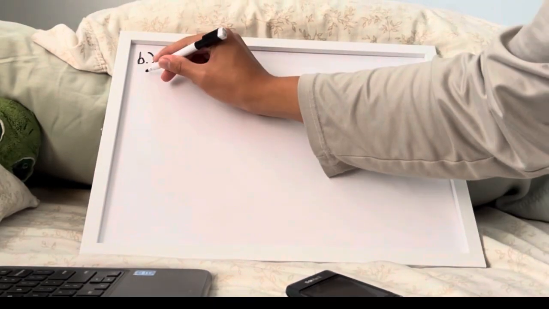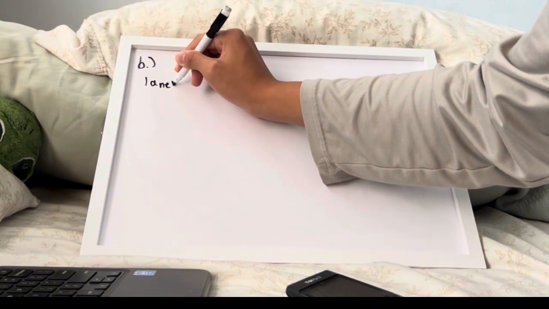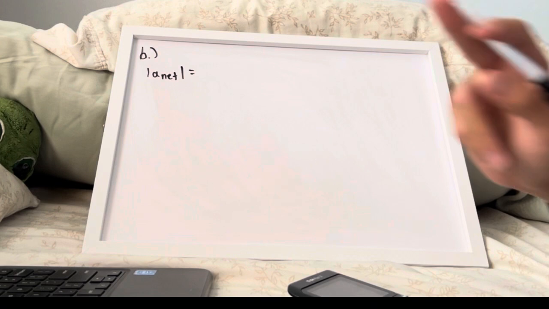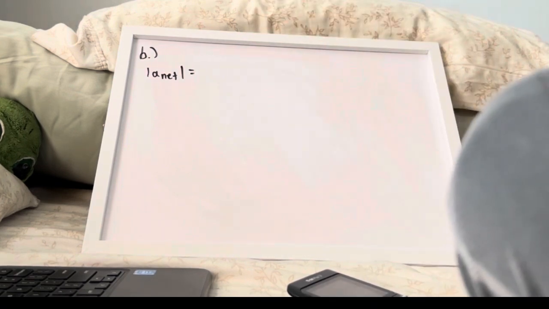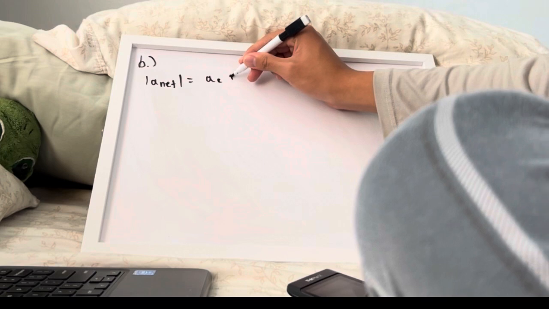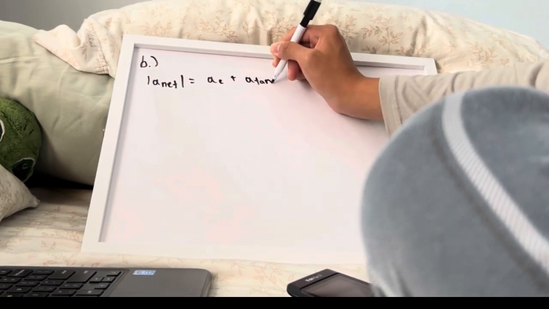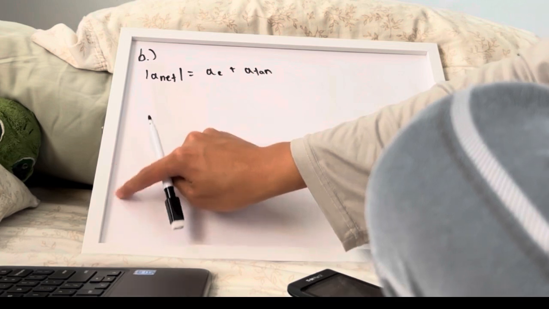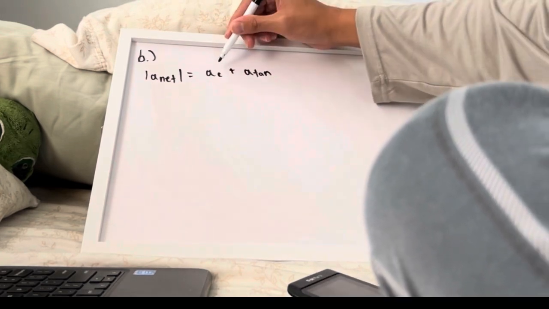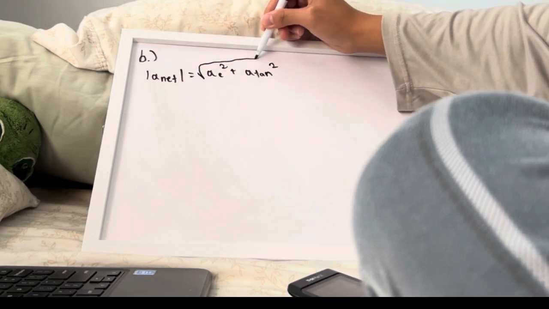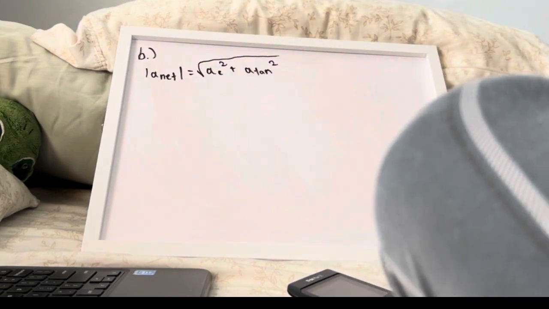For the next part, they want the magnitude of the a net. Well, I know the total a net acceleration is going to be made up of 2 components, and that's going to be the centripetal acceleration plus the tangential acceleration. But I can't just add them up like this. These are not scalar quantities. These are vector quantities. So in order to combine the vector quantities, I'll need to use the Pythagorean theorem. So I'm going to square and then square root everything. So that's my general expression to find a net.